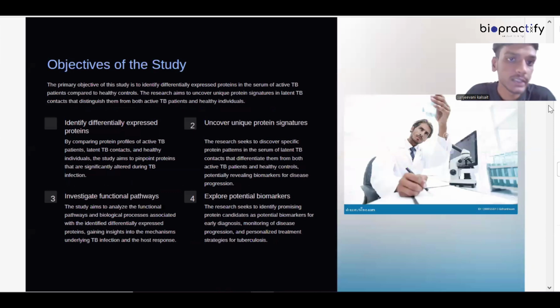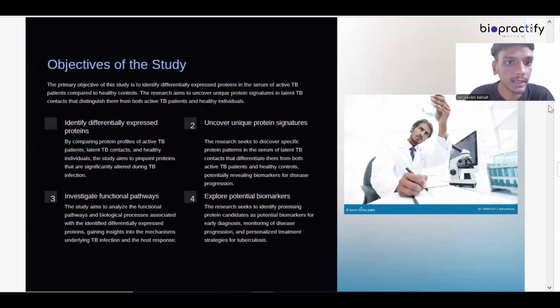Objective of the study. These are the four objectives. Identify differentially expressed proteins. Uncover unique protein signature. Next is investigate functional pathways, and explore potential biomarkers.